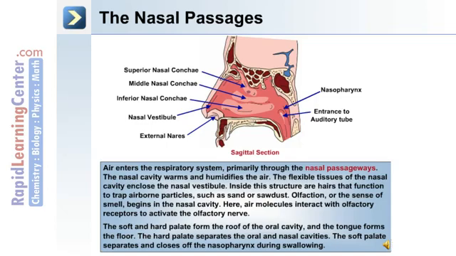The soft and hard palate form the roof of the oral cavity, and the tongue forms the floor. The hard palate separates the oral and nasal cavities, and the soft palate closes off the nasal pharynx during swallowing.